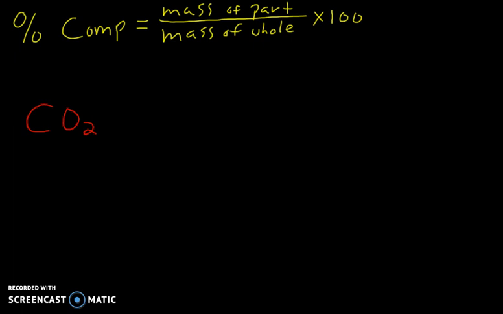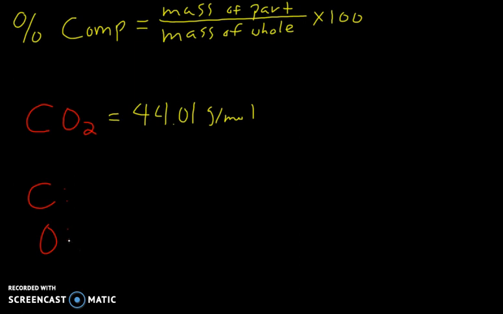If you need help finding molar mass, there's a molar mass video to help you find the molar mass of compounds. But I happen to know that the molar mass of carbon dioxide is 44.01 grams per mole. So now we're going to go ahead and solve for the percent composition of carbon and oxygen in our compound.